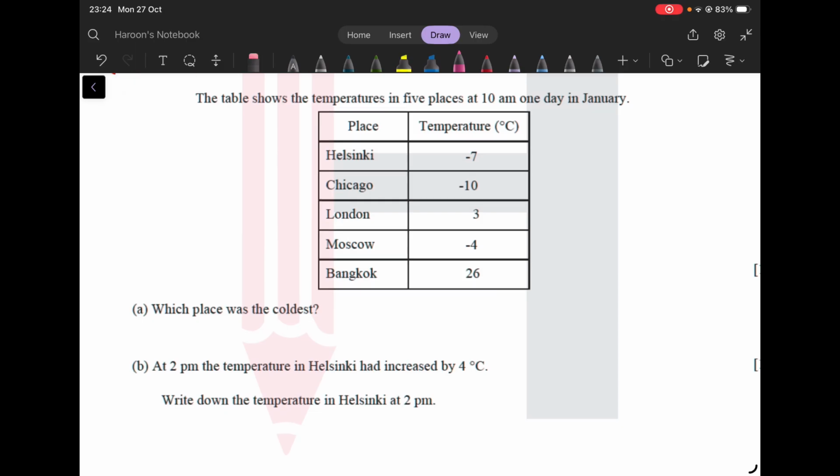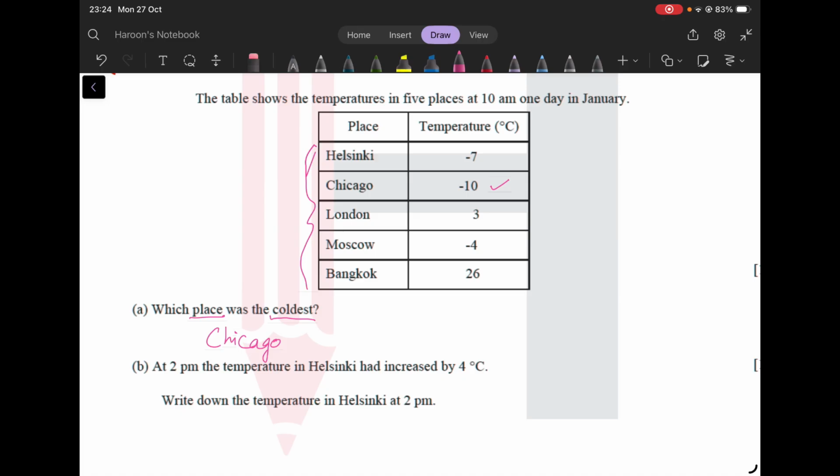Next, the table shows temperatures in 5 places at 10 a.m. one day in January. Which place was the coldest? They specifically told us place, right? So we need to give the place as an answer. We don't need to write the temperature. Coldest would mean the biggest number in negative. The biggest number in negative is -10 that you see over here. So I need to give its place, which is Chicago. I need to write the place, otherwise I won't get the mark.